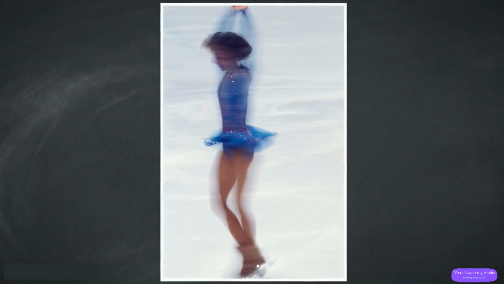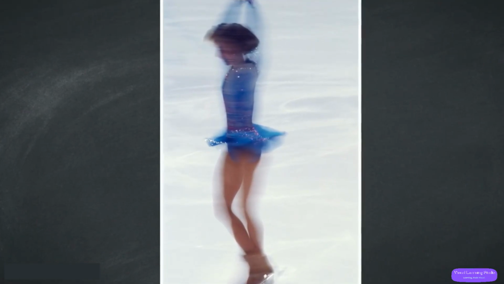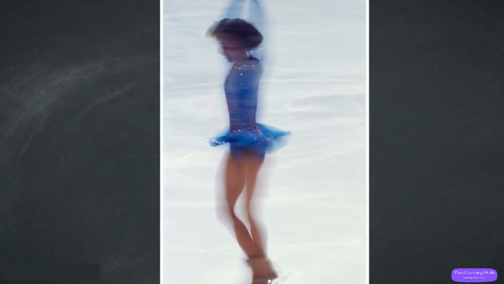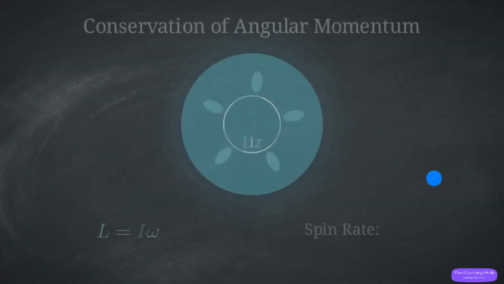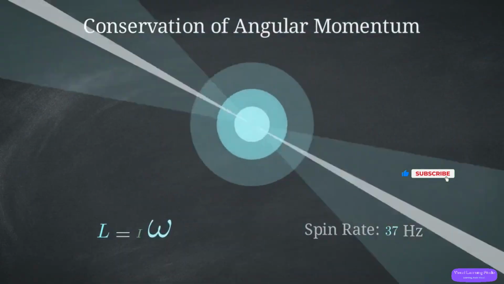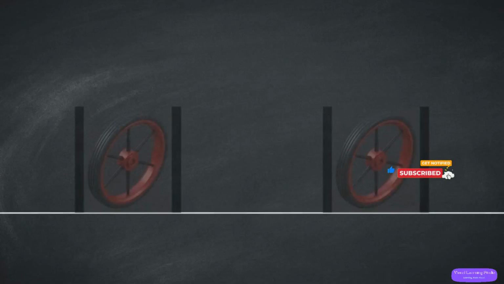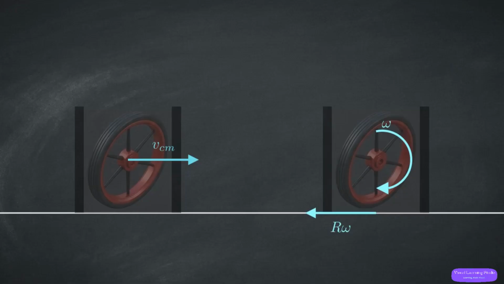This blurred figure skater achieves a higher spin rate by pulling her arms inward, reducing her mass distribution and forcing her angular velocity to rise. Manipulating the distribution of mass is the mechanism the physical universe uses to conserve energy when the dimensions of a rotating body change. Rolling motion has two simultaneous components: linear translation of the center and pure rotation.